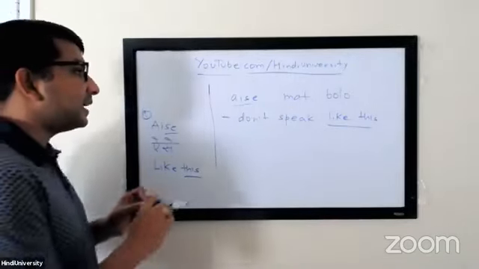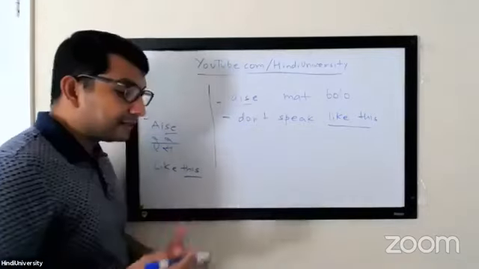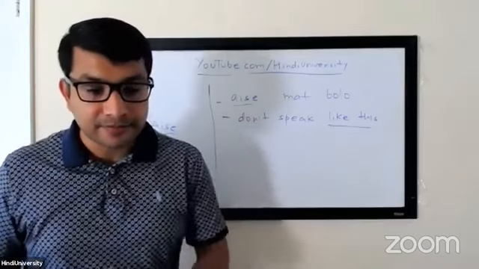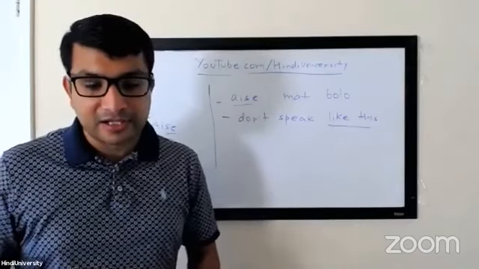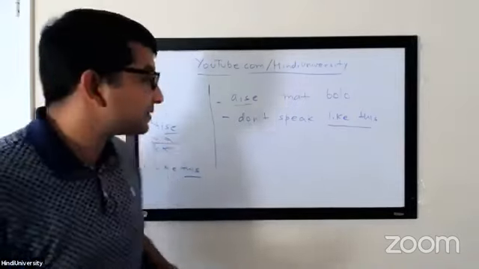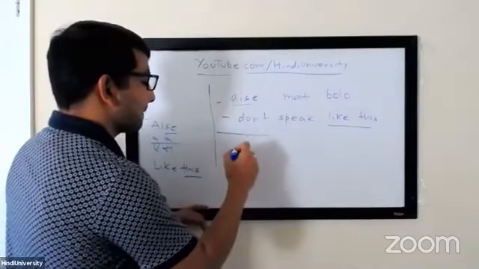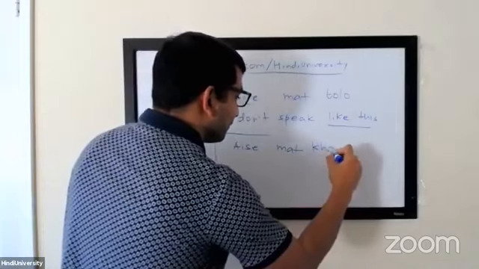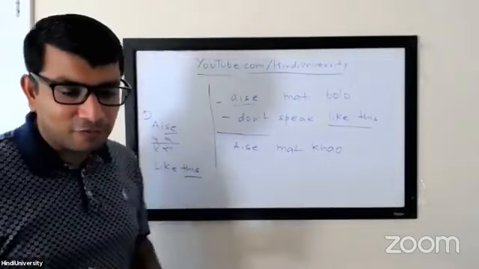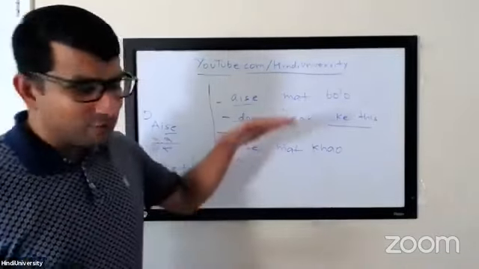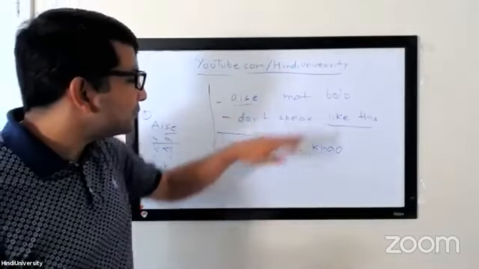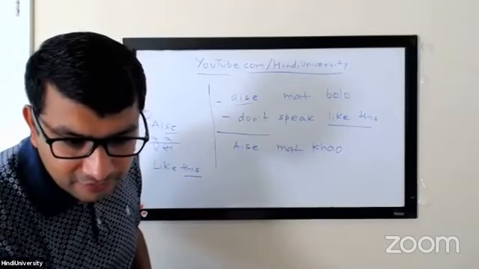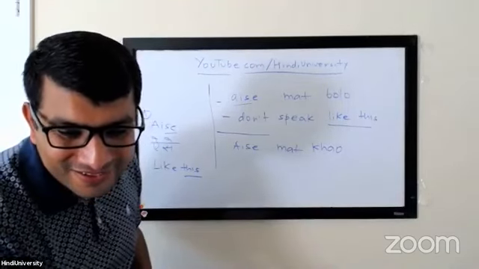The similar sentence can be said when somebody's eating food and you want them to stop: don't eat like this. Okay, Yirka, how will you communicate that to the person? Don't eat like this. I would say "aise mat khao." Very good, "aise mat khao." What else can you guys think of? Try to think in Hindi. If you were to make more sentences just like this, "aise mat bolo," "aise mat khao," what else can you think of?